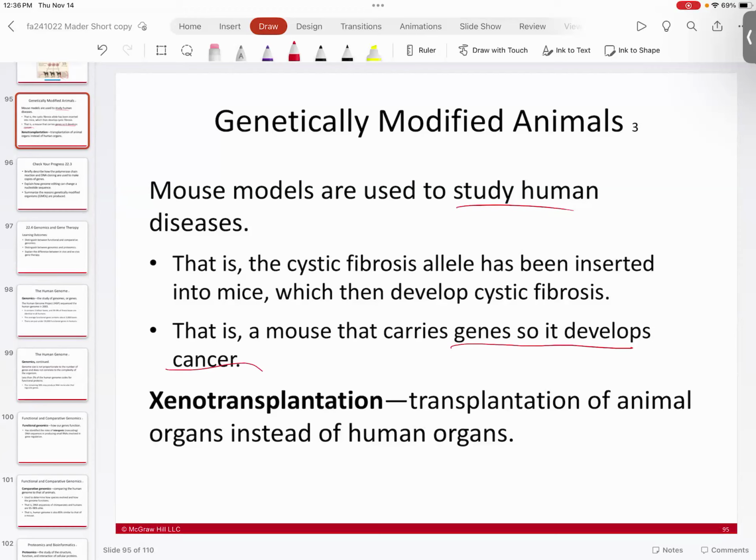And so this also leads to the idea of xenotransplantation, which is transplantation of animal organs instead of human organs, like for instance, pig valves in heart transplants.